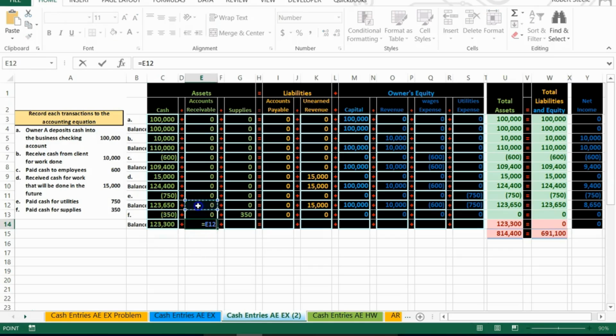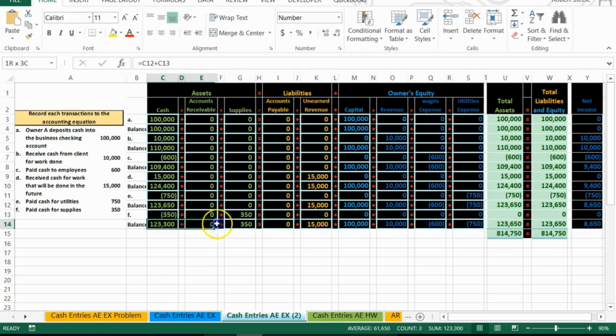And then we could say this equals this plus this, tab, tab. This equals G12 plus G13, tab, tab. This equals I12 plus I13, tab, tab. This equals K12 plus K13, tab, tab. This equals M12 plus M13, tab, tab. This equals O12 plus O13, tab, tab. This equals Q12 plus Q13, tab, tab. And this equals S12 plus S13.